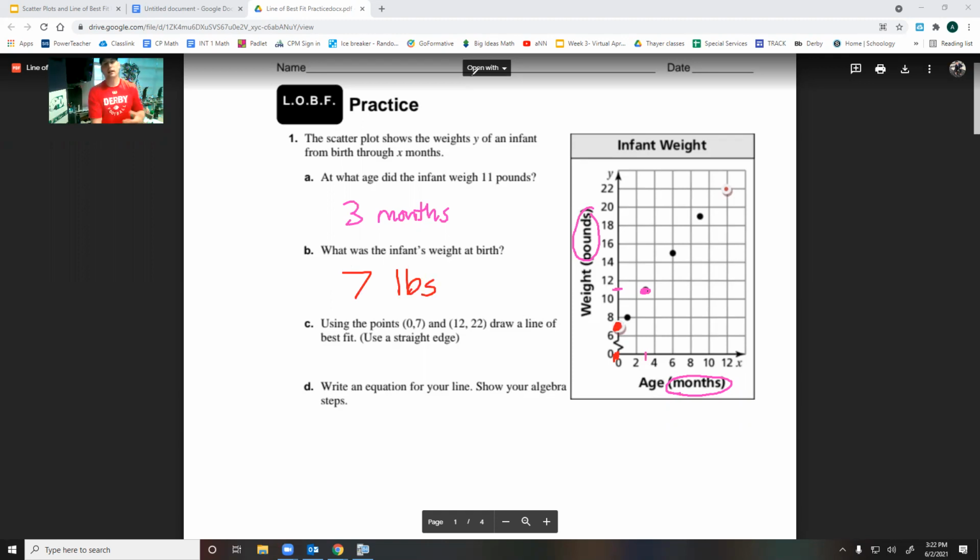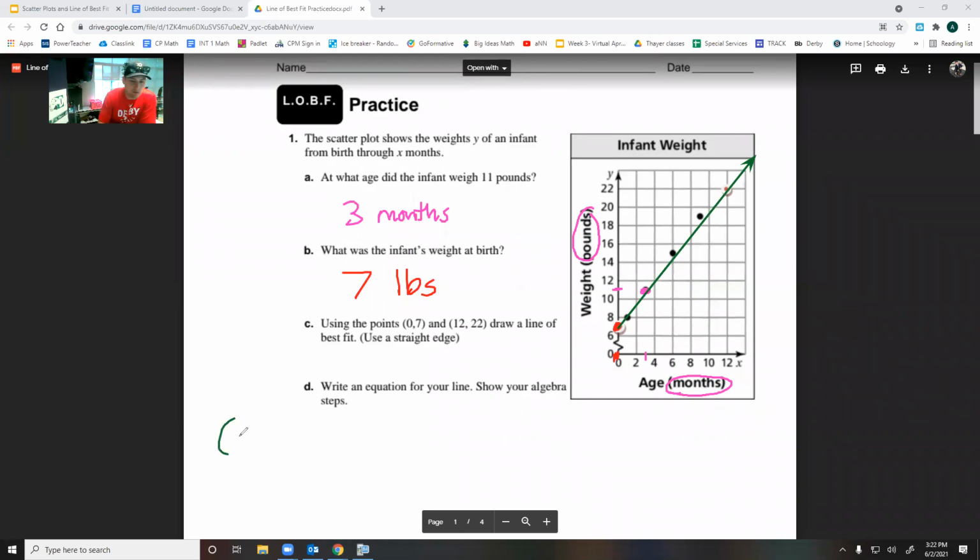Part C, drawing a line of best fit involves choosing 2 points so that your line passes through the middle of your data. Well, I've chosen the 2 points for you, so all you need to do is take a straight edge and connect it through those points with an arrow at the right because the baby's going to keep growing. No arrow necessary at the left. They're not going to age backwards.